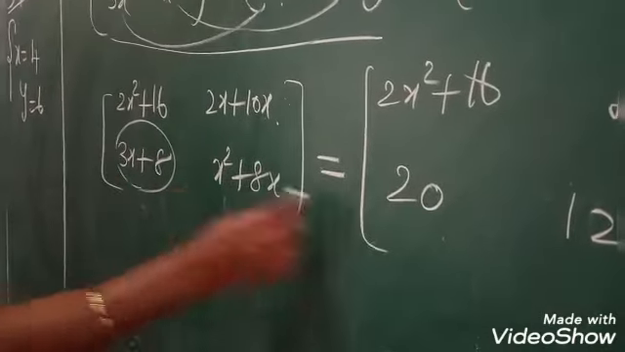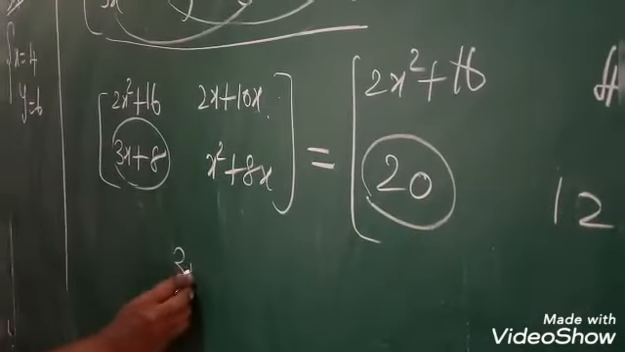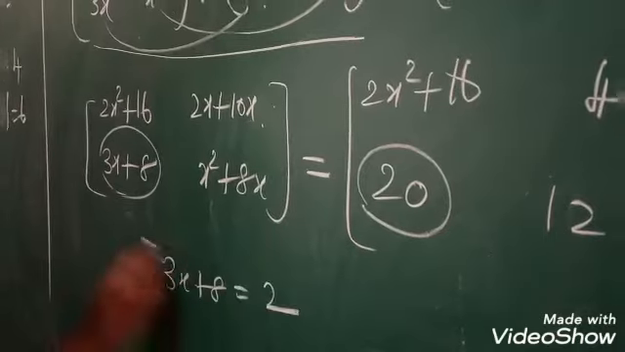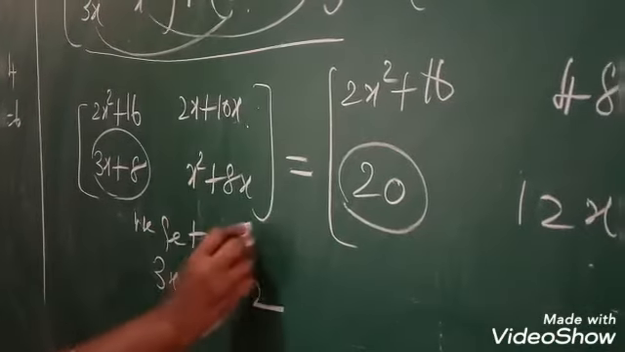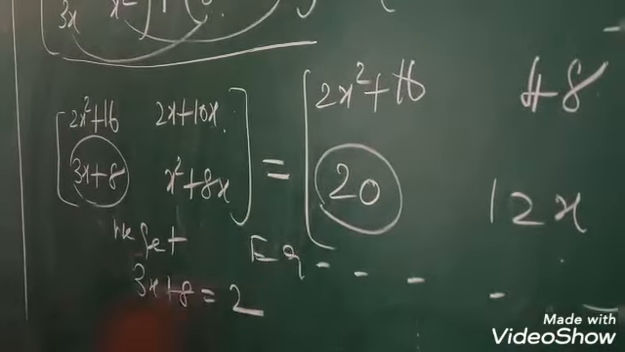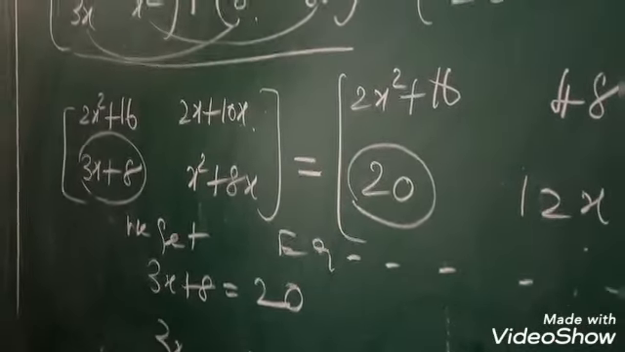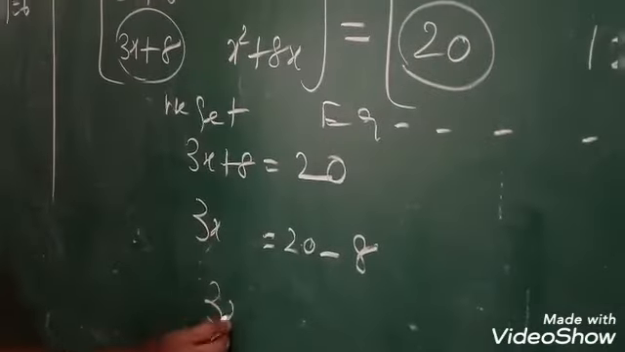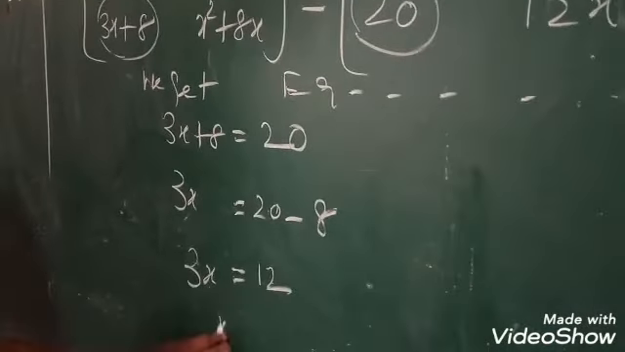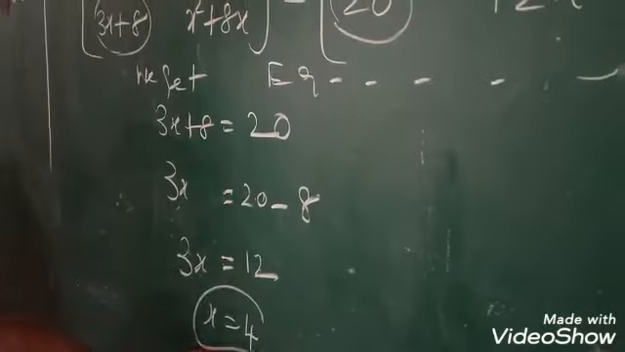Here the third term and the third term I will take. 3x plus 8 is equal to 20. Equating the corresponding elements, we get 3x equals 20 minus 8. What is the answer? Yes, 12. The value of x is equal to 4.